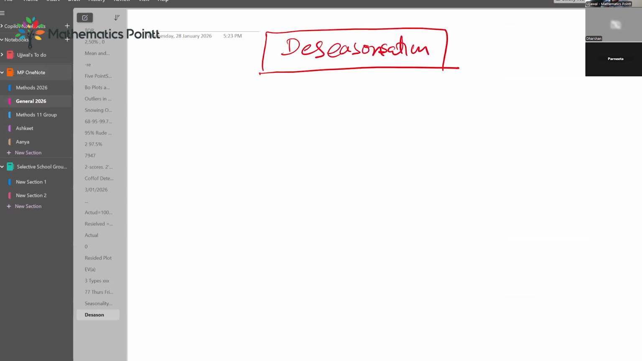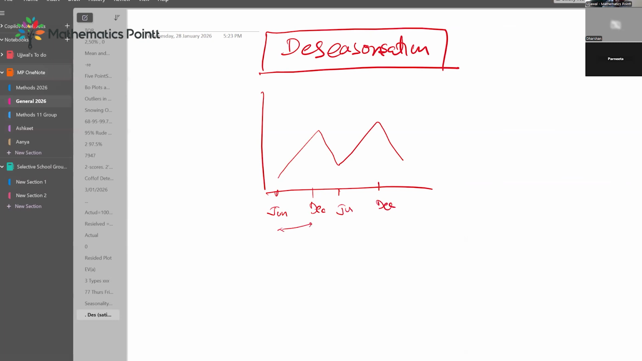Now, what is deseasonalization? Let's draw the time series plot. Let's say this was June, December, maybe June, December. Let's say 2024, 2025, maybe whatever, something like that. This is a time series plot, and I have again the room occupancy on the y-axis.